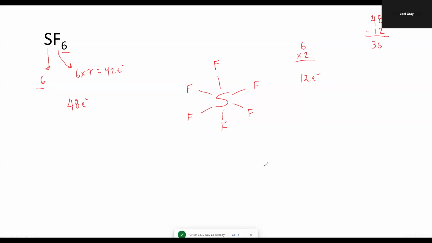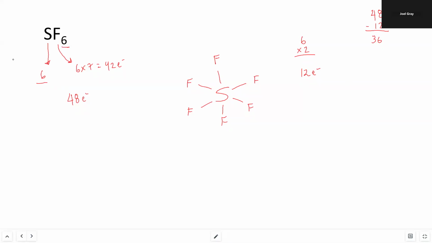Now, before I do that, though, are there some elements that can exceed the octet? Basically, have more than 8 electrons around them. Absolutely, there are some. And just as there are some that can exceed the octet, there are some that don't need to reach an octet. So there are some that will have less than 8 electrons around them. But let's see what this gives us.